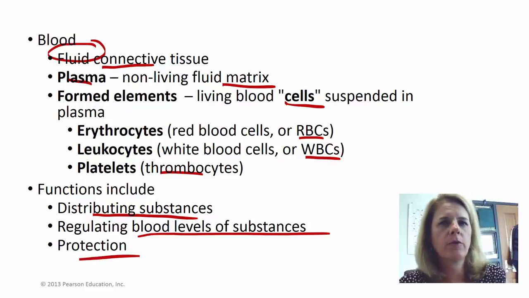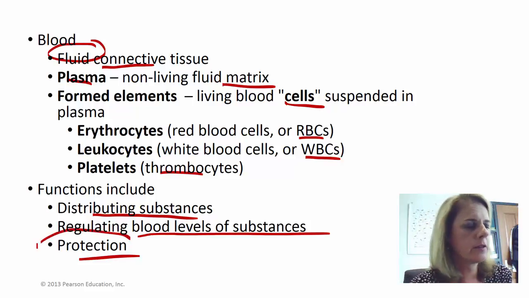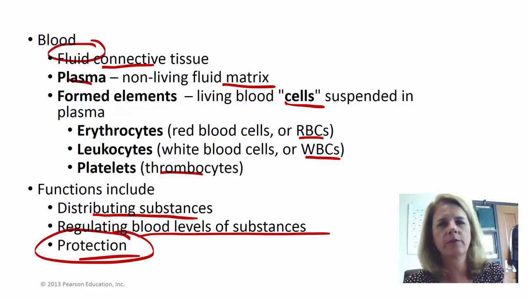You're probably wondering, how does blood protect us? Well, our immune cells, our white blood cells, are part of our blood, so that's part of our immune system. It helps us confer immunity and protect us against bacteria, viruses, and things like that.